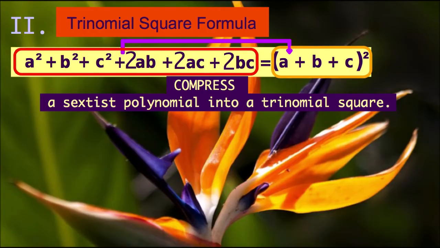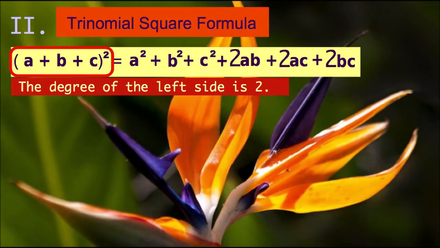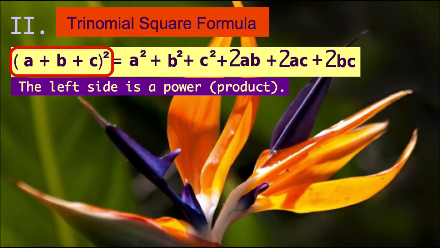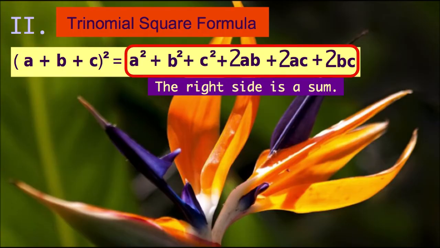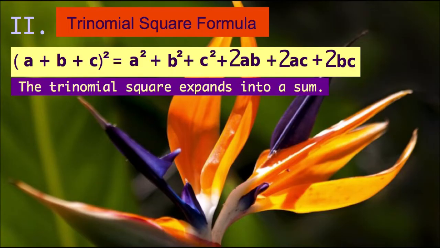Now, when we reverse the order of the two sides and have it the other way around, it is used to compress a sextic polynomial into a trinomial square. The formula is used to factor a polynomial. The degree of the left side is 2, and the degree of each term on the right side is also 2. The left side is a power product, and the right side is a sum. The left side is shorter than the right side, and the trinomial square expands into a sum.